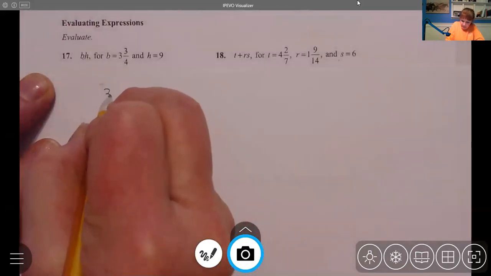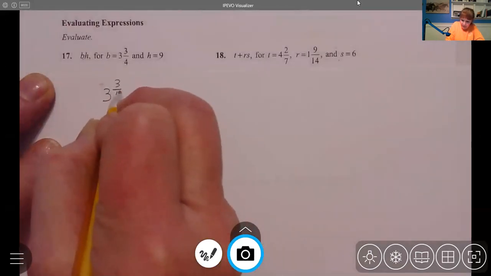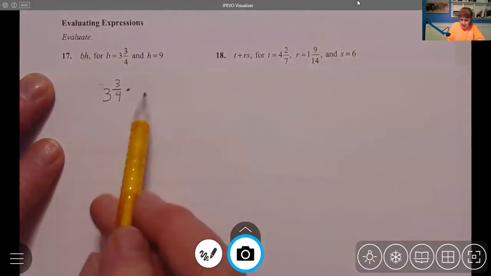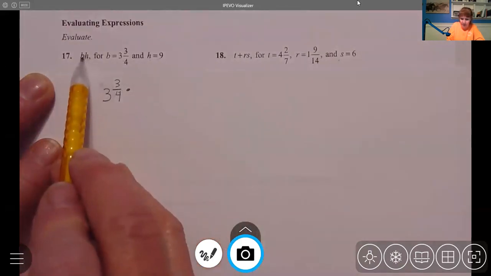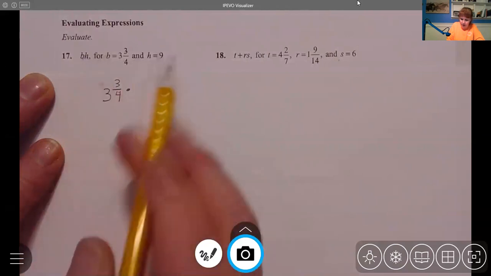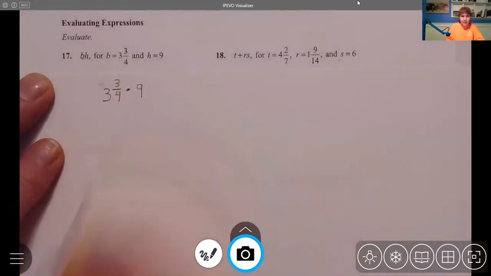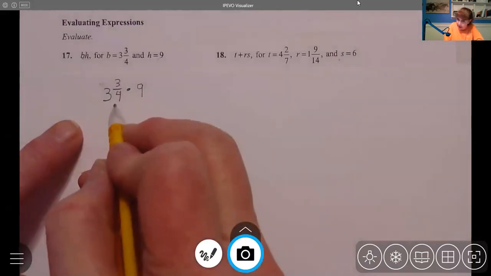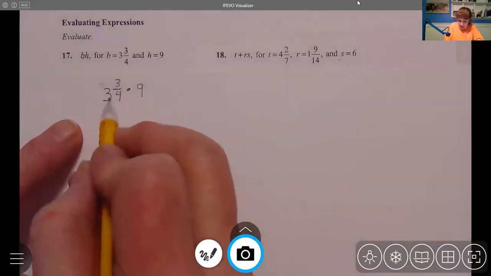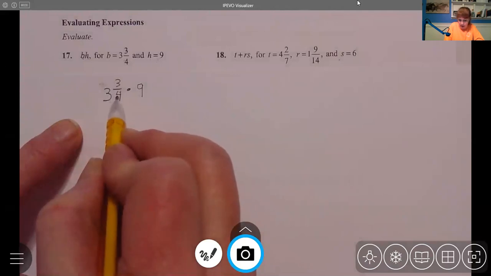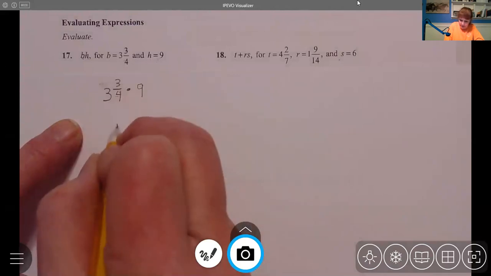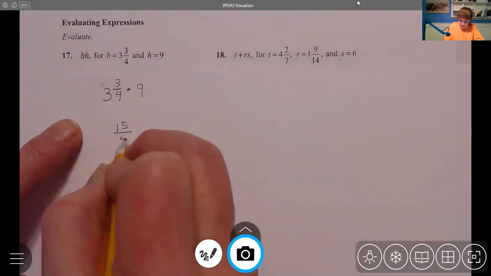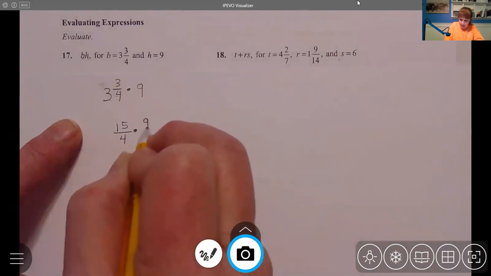So I have 3 3/4 times, the reason I'm multiplying is these two are next to each other, B times H is 9. Okay, so now we go through what we did on the previous page. You make your mixed numeral into an improper fraction. Fraction notation is what your MyMathLab calls it. 3 times 4 is 12, plus 3 is 15. And I'm going to put the 9/1.